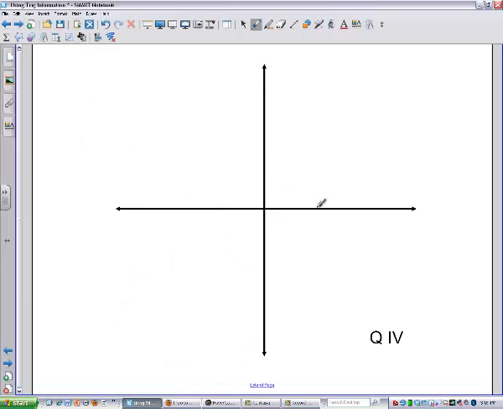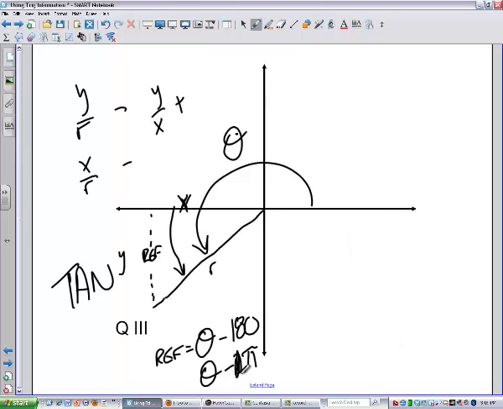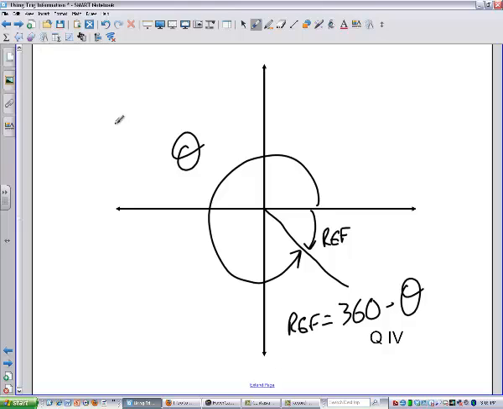And finally, let's make an angle in the fourth quadrant. There it is. There's theta. Here's my reference angle, again relative to that x-axis. So in this case, my reference angle is 360 minus theta. Did I say 2 pi back here? Oh my goodness. Pi. Did I do that back here too? Oh. Bad, Mr. Trig. Fix that, would you? Bad, bad. So 360 minus theta, or 2 pi minus theta.